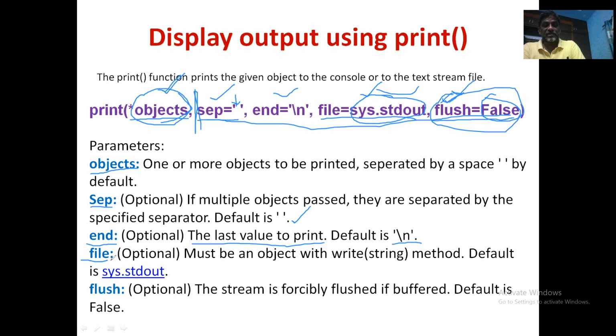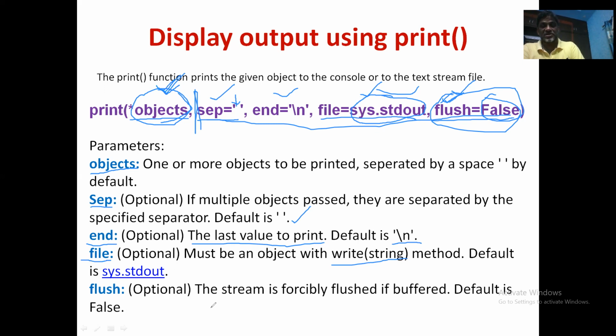The fourth parameter is file. It must be an object with a write(string) method. That is, you can specify where to display these objects. Okay, where to display these objects. By default, it is sys.stdout, that is the output device connected to your computer. You can mention other things also here.